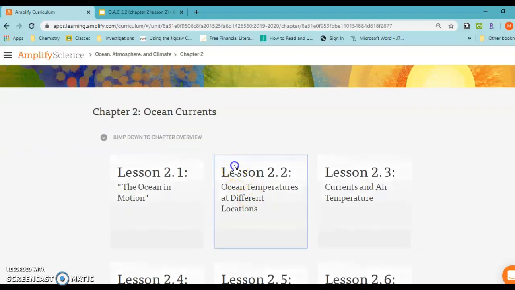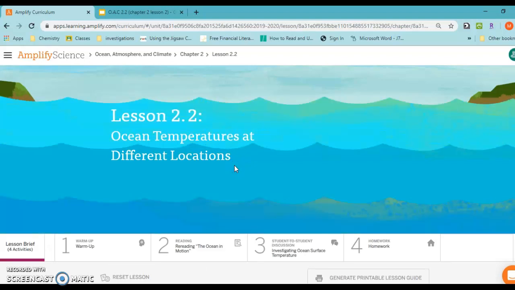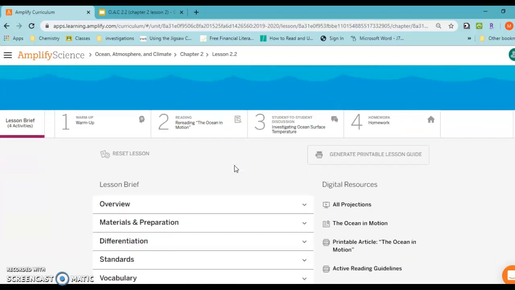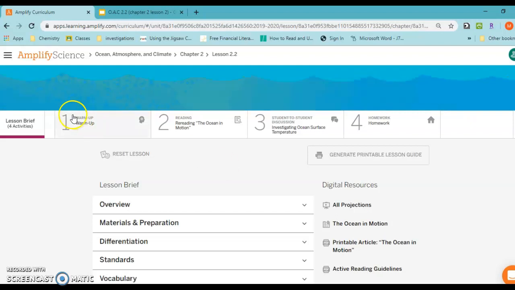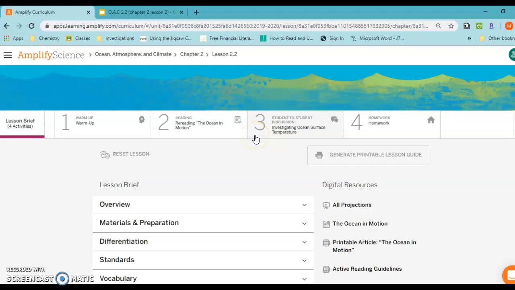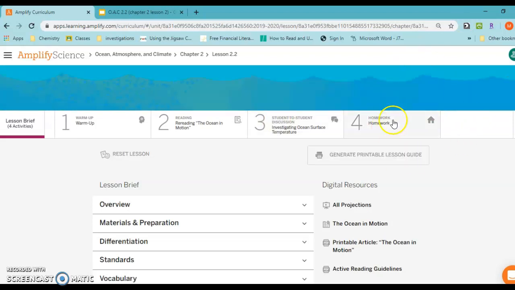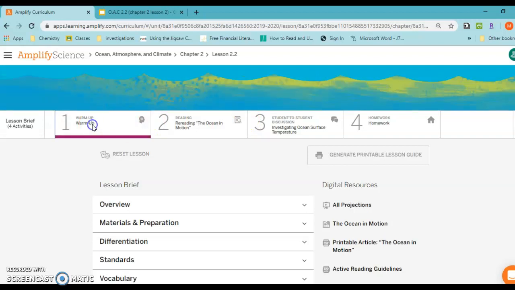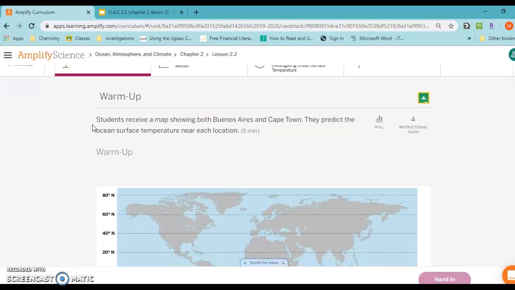So we're at chapter 2.1, 2.2. Right? So let's go over what we're going to be doing today. We're going to be doing the warm-up. We're going to be rereading Oceans in Motion that we looked at last class. We're going to be investigating ocean surface temperatures. Last but not least, there's a little bit of homework that requires a model for you to do. So let's kick off with the beginning and our warm up.